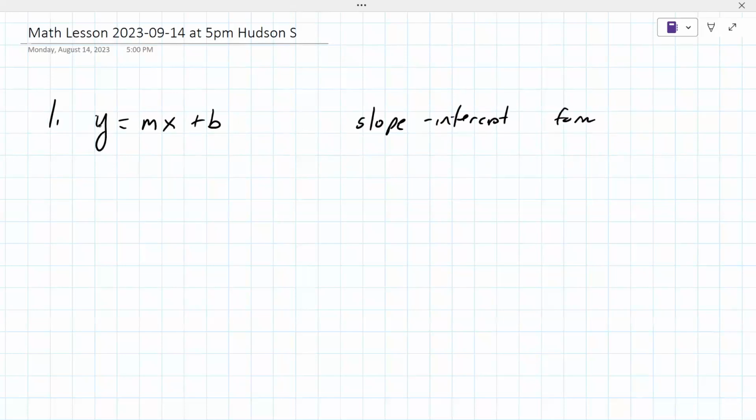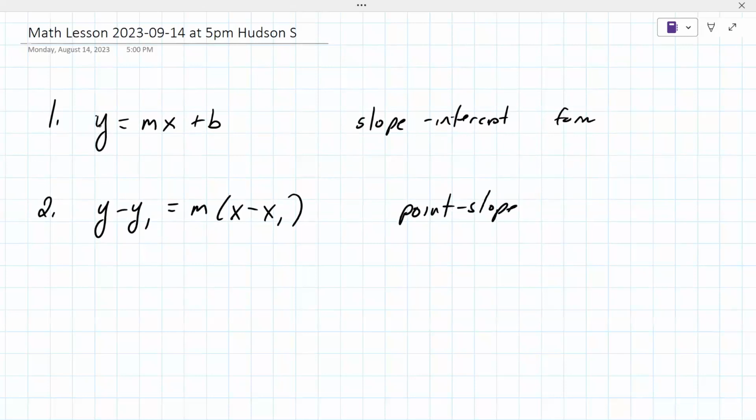That's actually one of three equations of a line. The second one is y minus y1 equals slope times x minus x1, and that is point slope form like that. All right, is that okay? All right. So we're going to talk about point slope form.